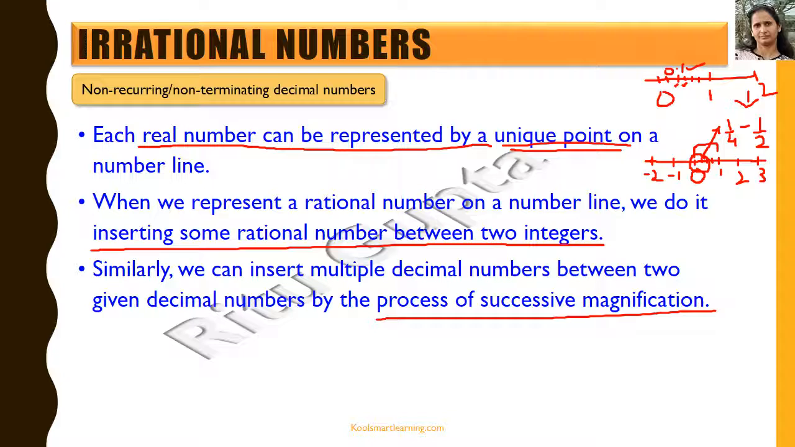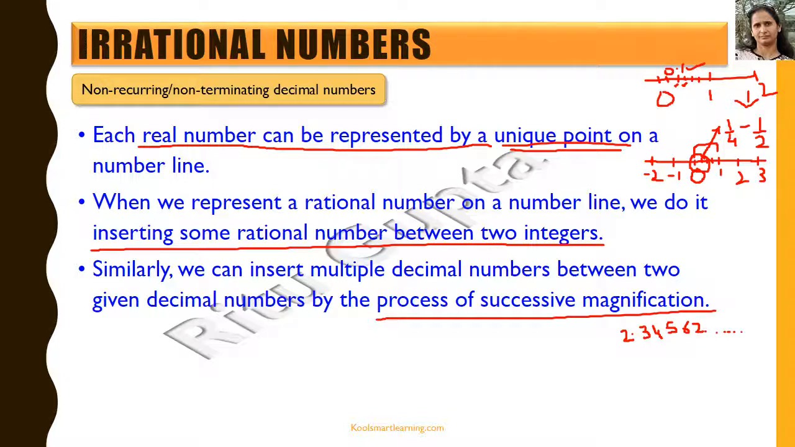Now the same is what we'll need to do for a non-recurring, non-terminating decimal number. First of all, we'll need to see how many decimal places we want to show on a number line. So if we take, for example, a number of the type 2.34562 and so on, we have something like this.